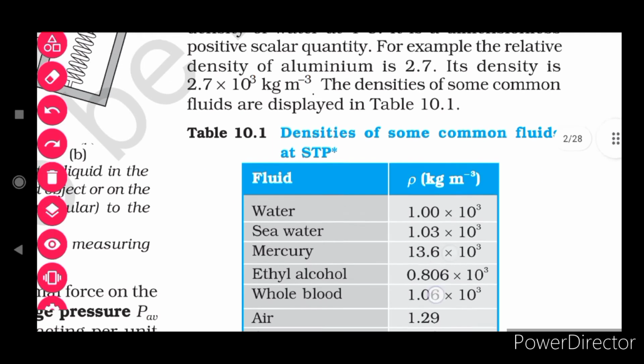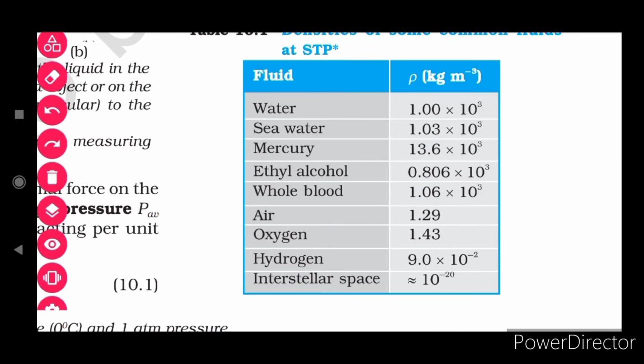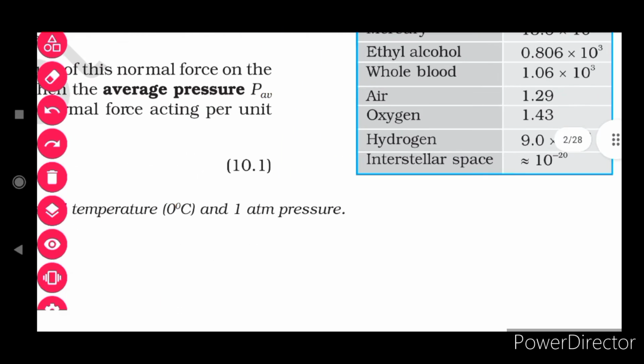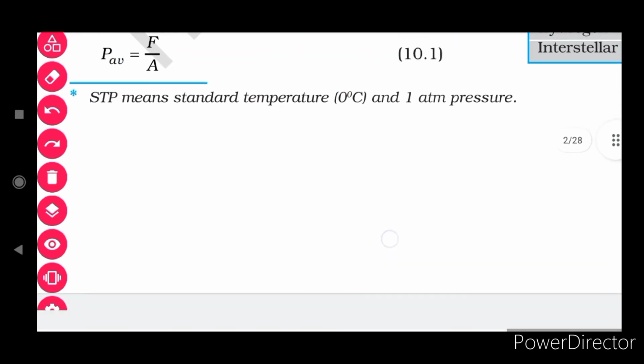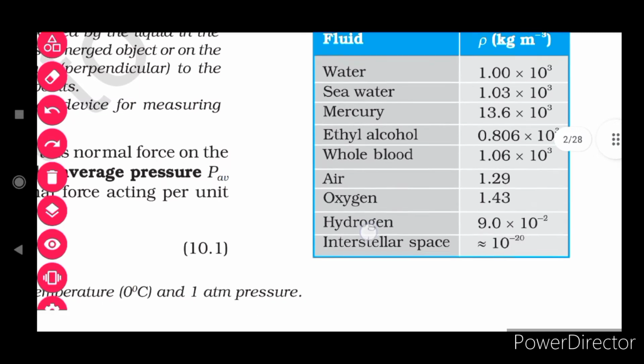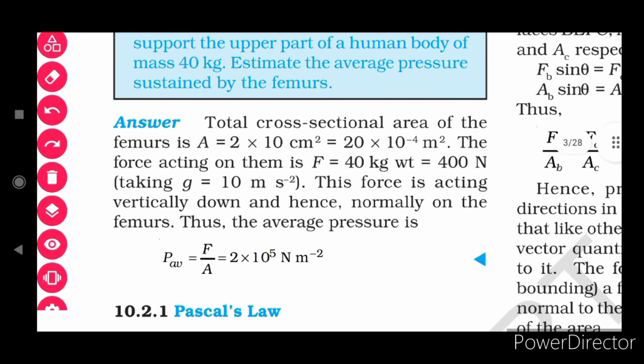Okay, so here is the list of densities of different substances, and from density you know that if a substance is denser than water, it will sink in water, whereas if its density is less than the density of water, it will float. Okay, from this you can easily find out which sinks and which floats.